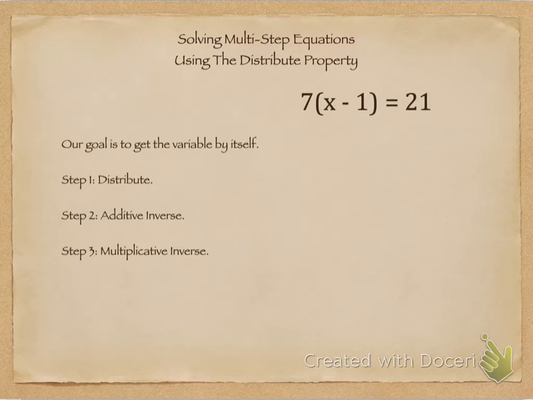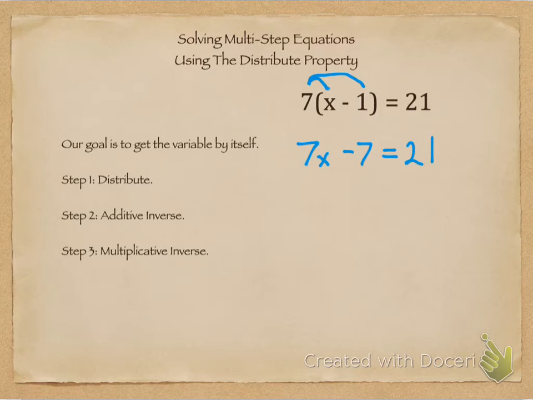Now let's try using the distributive property. Here we have 7 with the parentheses, x minus 1 equals 21. When we distribute is when the number in front of the parentheses is going to distribute or multiply to each term inside the parentheses. 7 times x will give us 7x, and 7 times negative 1 will give us negative 7. Now we have a two-step equation.